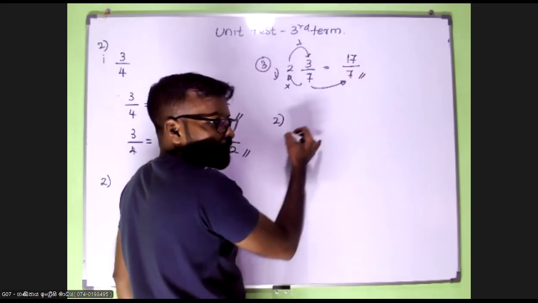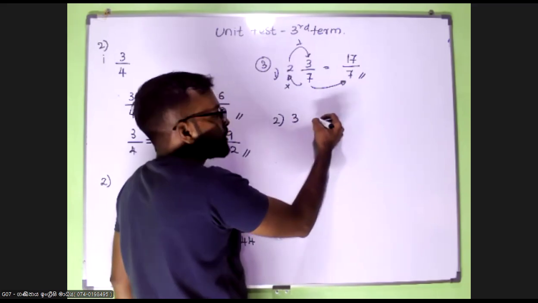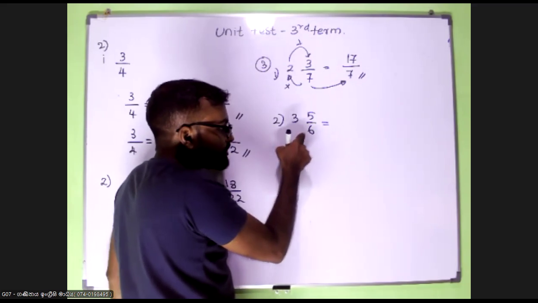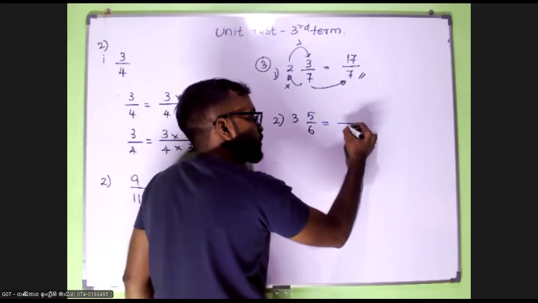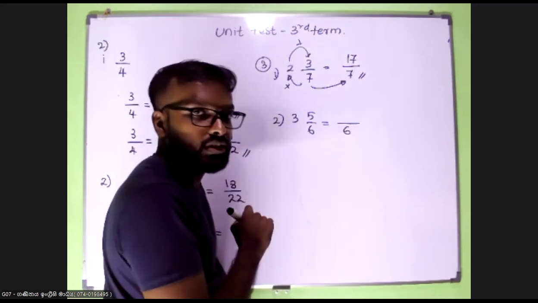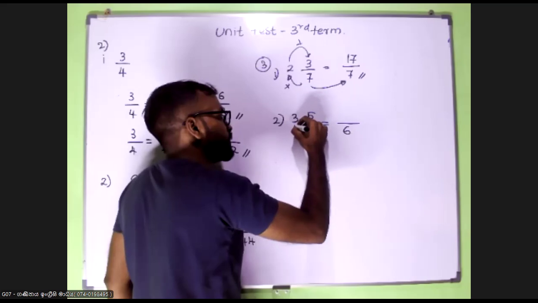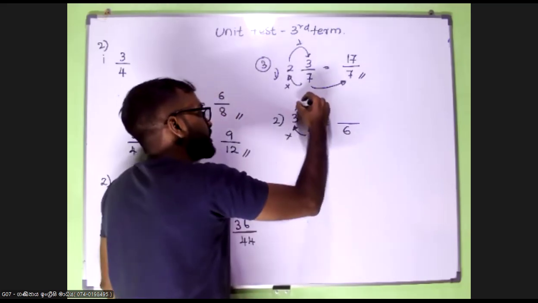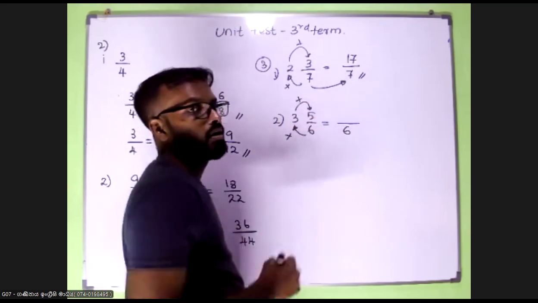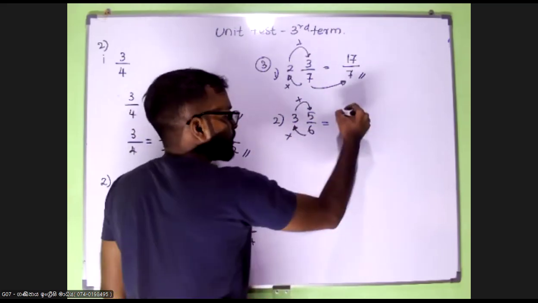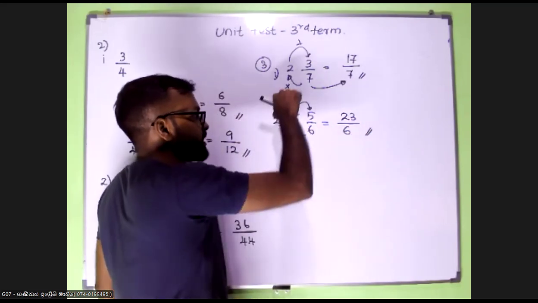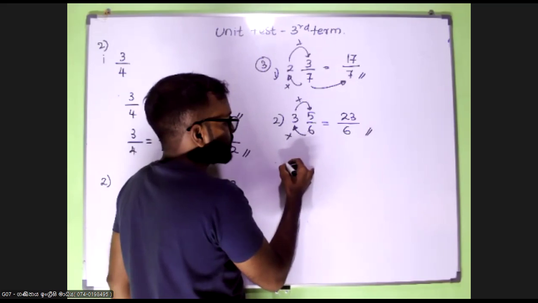Second one, 3 and 5 upon 6. Denominator is 6. Yes, in your improper fraction, the denominator should be 6. Use clockwise multiplication. 6 times 3, 18. 18 plus 5, 23. Multiplication, addition. Right? Clockwise method.